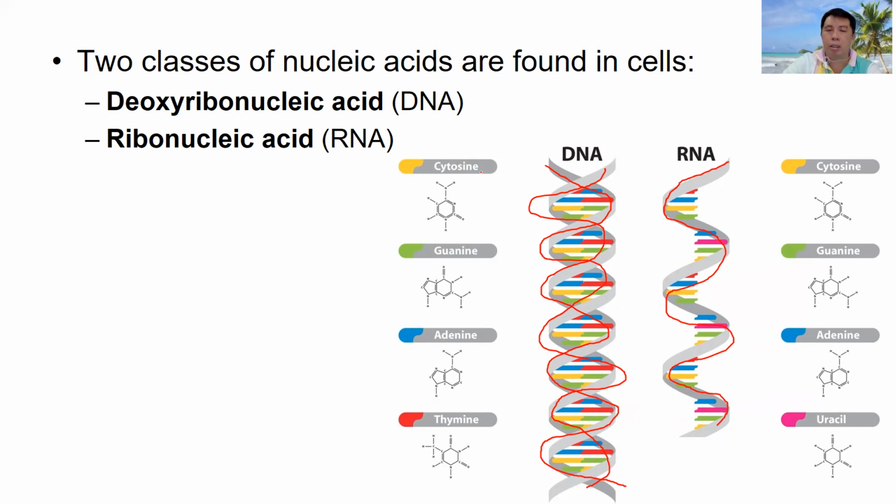These are the nitrogenous bases found in DNA: cytosine, guanine, adenine, and thymine. The nitrogenous bases found in RNA are cytosine, guanine, and adenine, which are the same as in DNA, but the difference is the thymine is replaced with uracil.